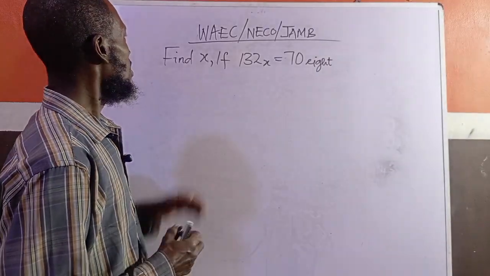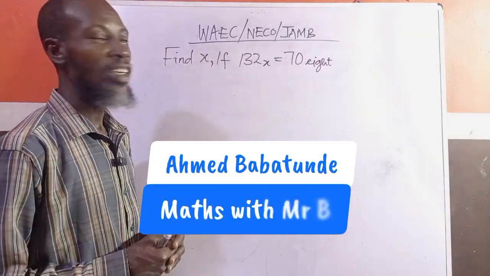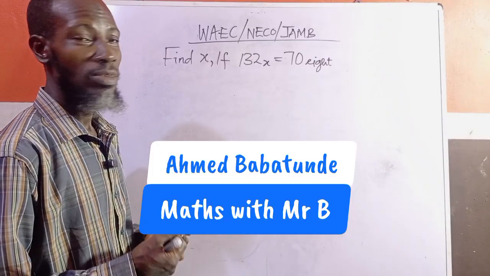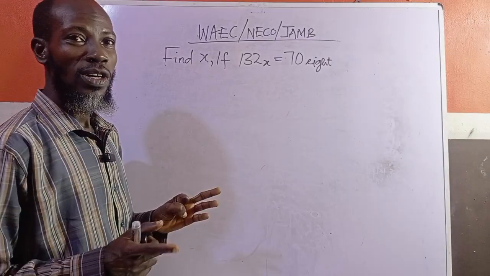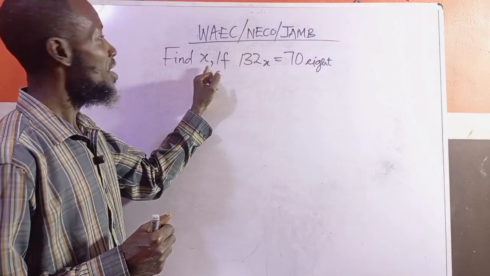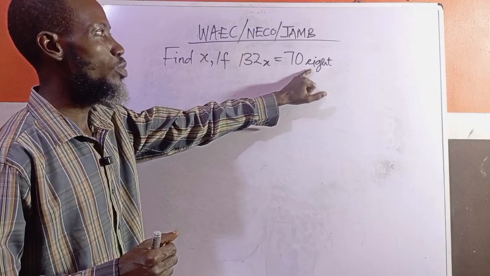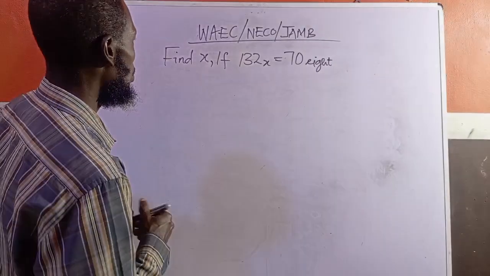Let's look at this number-based question. It is common to WAEC, NECO, and JAMB examinations. So let's see how we find the value of x. If 132 to base x is equal to 70 to base 8. So, solution.